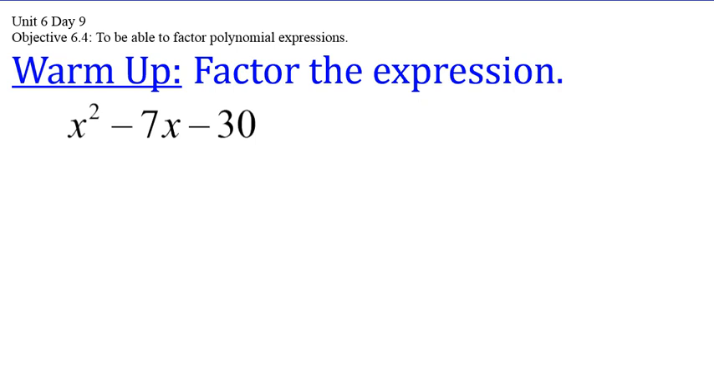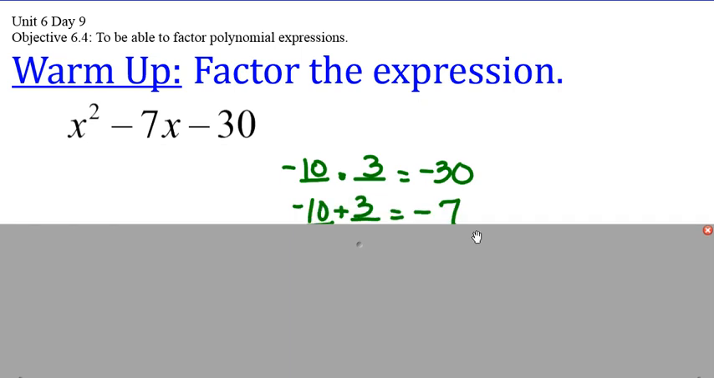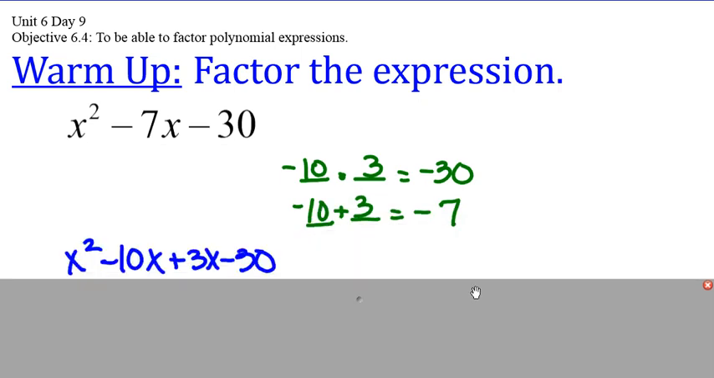Then we think of our number pattern, taking the leading coefficient times the constant. So 1 times negative 30. What times what gives us negative 30, and what plus what adds to give you that linear term of negative 7? We know that we could use a negative 10 and a 3 to make that happen. So we can write it as 4 terms.